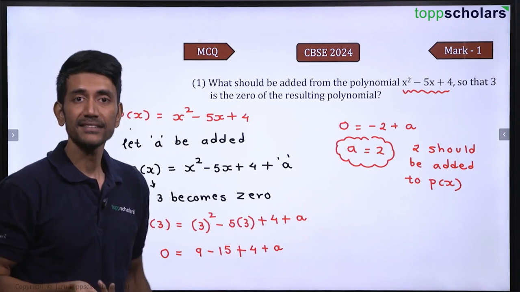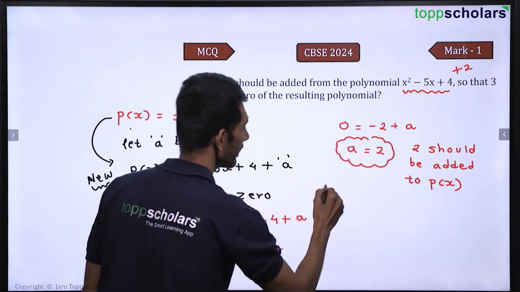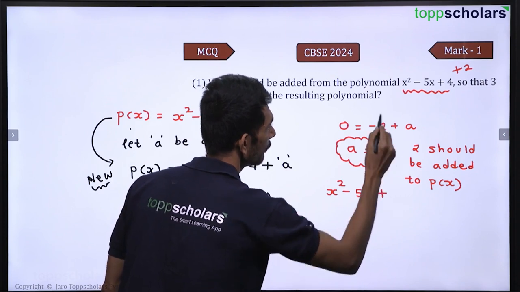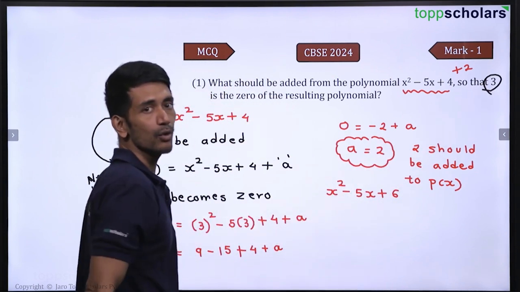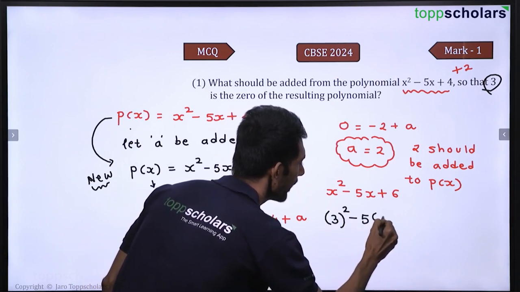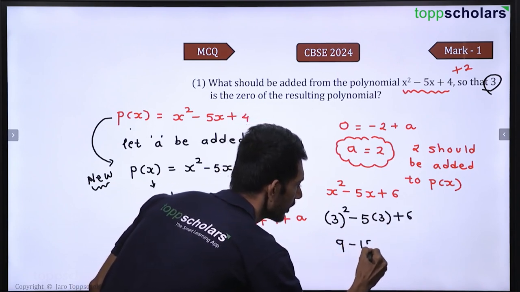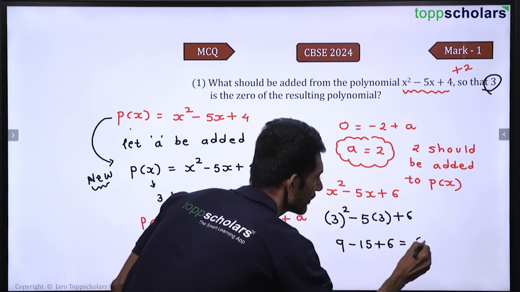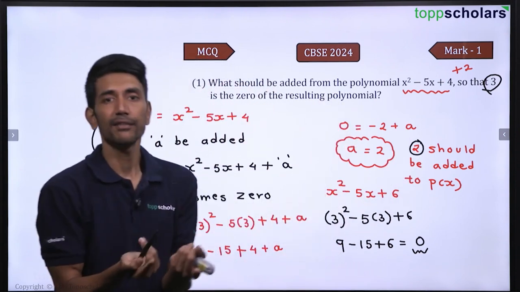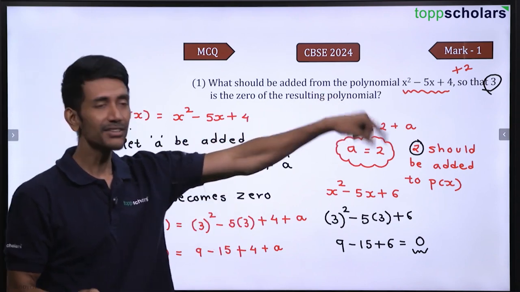Now how do we know whether our answer is correct or not? If I add 2 over here, what will be the new polynomial? x square minus 5x, 4 plus 2 is 6. Now check whether 3 is the 0 or not. Put 3 here. 3 square minus 5 into 3 plus 6. That is 9 minus 15 plus 6. 15 minus 15 is 0. Yes, that means this number 2 is correct, which we have found out, which needs to be added in the polynomial so that 3 is the 0.